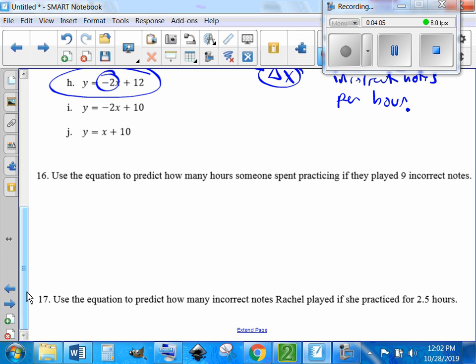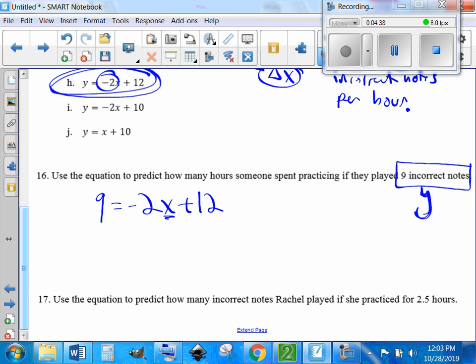16, now we're going to use the equation to predict how many hours someone spent practicing if they played 9 incorrect notes. So this is where we're given either x or y, and then we're going to use the equation to find the other variable, which is our unknown. We're given the number of notes, and that is y. We know it's y because if we look at our graph, the number of notes is the y-axis. So in this case, we're going to plug 9 into y of the equation. Again, H is our equation: negative 2x plus 12. And x is the number of hours, so it makes sense that that's our unknown.